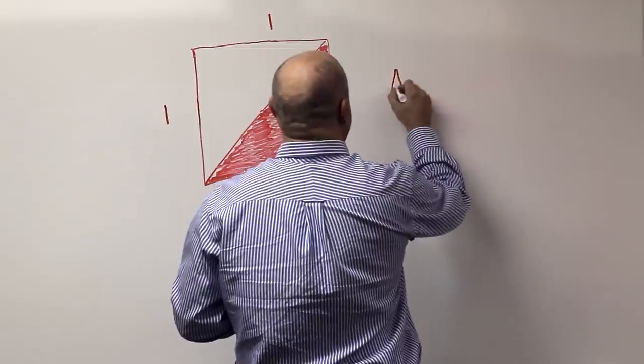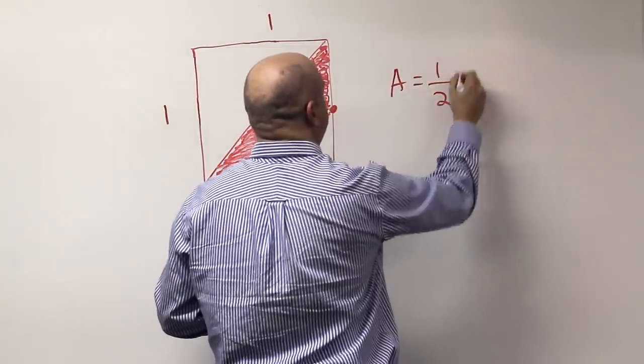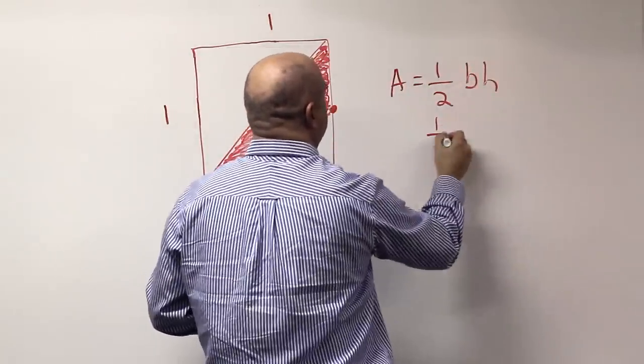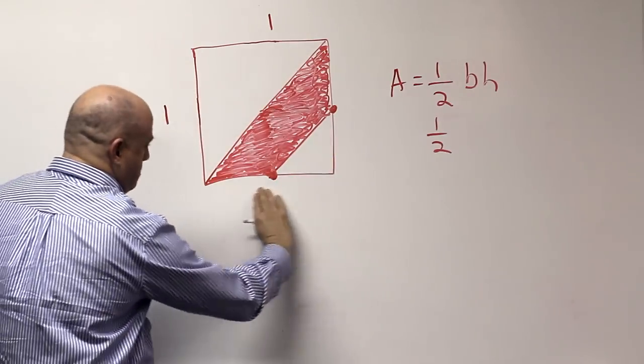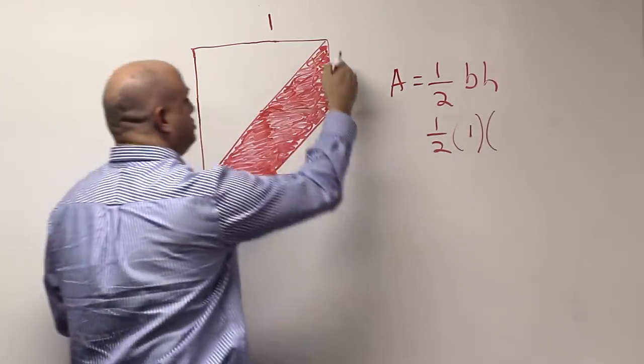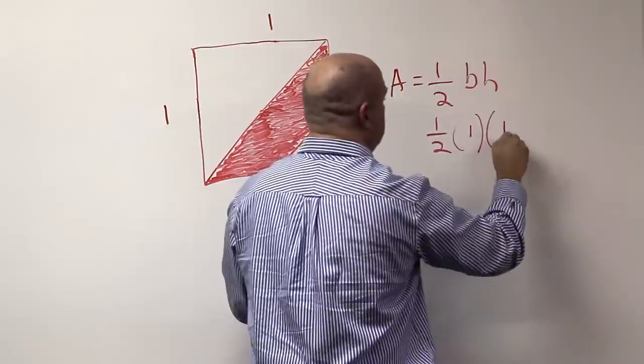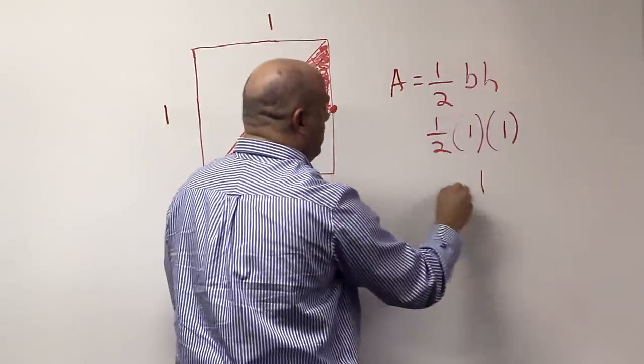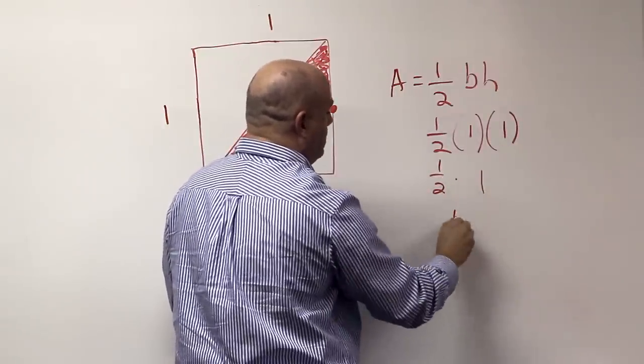So, area of a triangle is 1/2 base times height, and the base of the big triangle is going to be 1. And the height of the triangle is also 1. Now 1 times 1 is 1, 1/2 times 1 is 1/2.